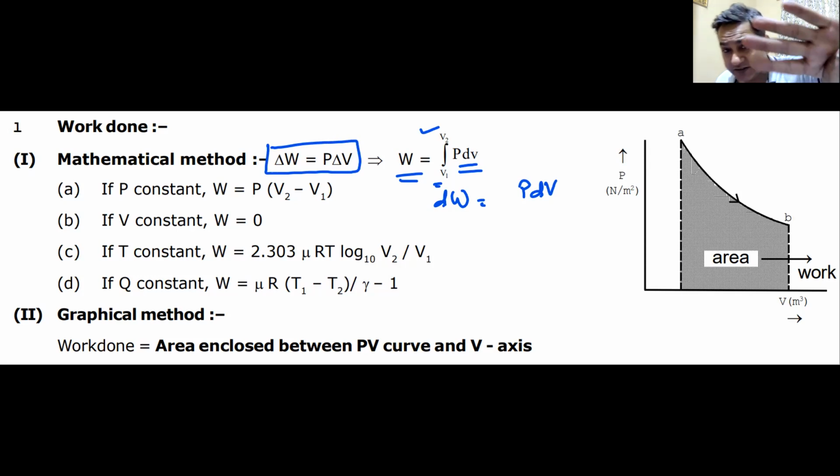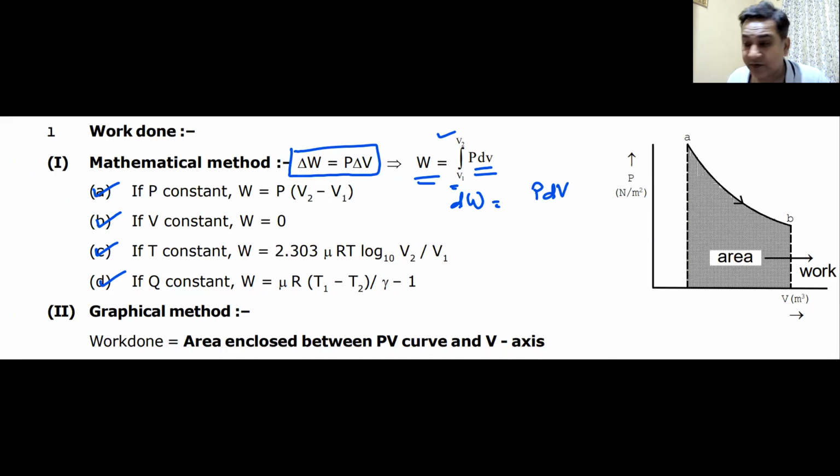Now, there are four processes that you must always remember. One is where the pressure is constant, one is where the volume is constant, one is where temperature is constant, and the fourth one when there is no heat given. No heat given, no heat taken. Now, what are these processes known as? I'll write the name of these processes, and you will also write the formula together with it.